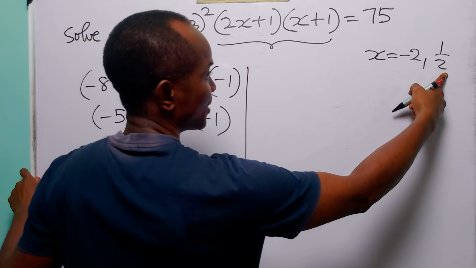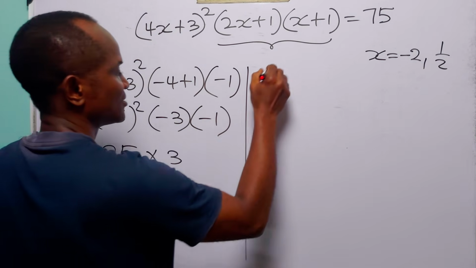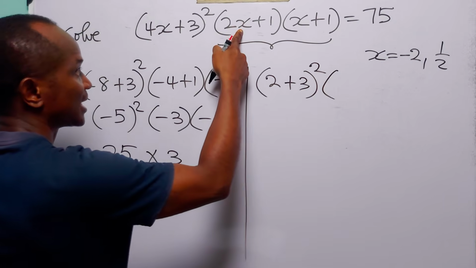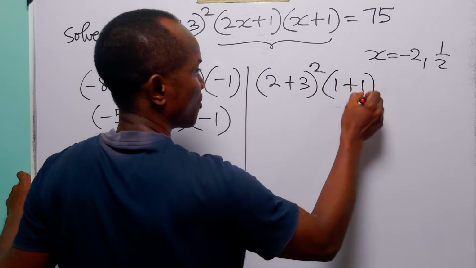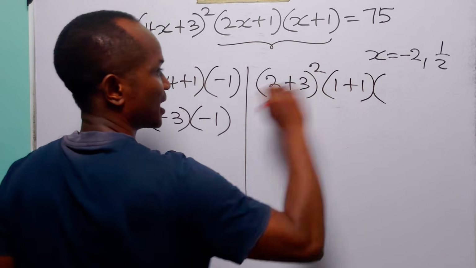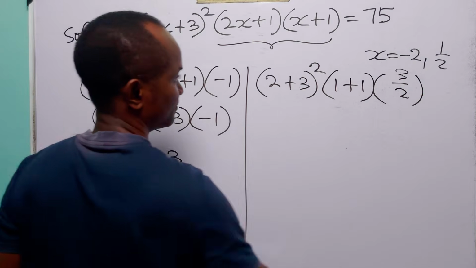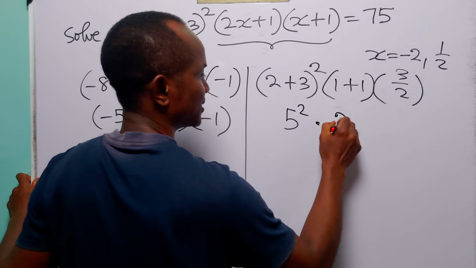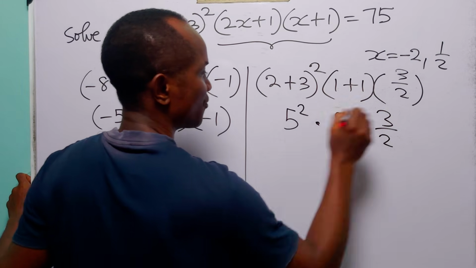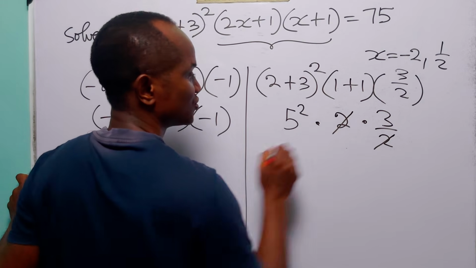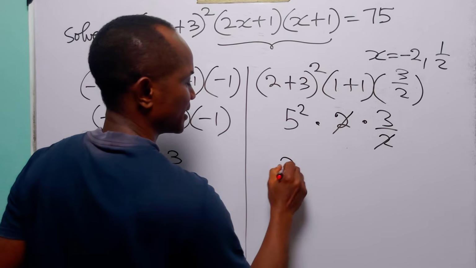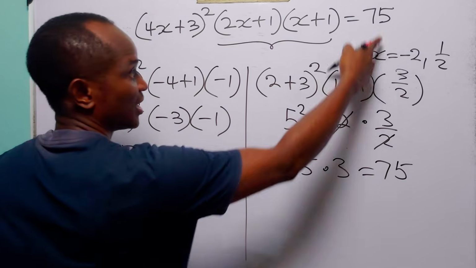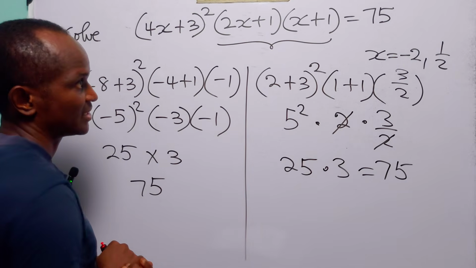When x is equal to half, then 4x is going to be equal to 2 plus 3 squared. 2 times half is 1 plus 1. Half plus 1 is 3 over 2. 2 plus 3 is 5. This is squared. 1 plus 1 is 2 times 3 over 2. 2 into 2 is 1. 5 squared is 25 times 3. This is equal to 75, which is exactly what we have on the right hand side.